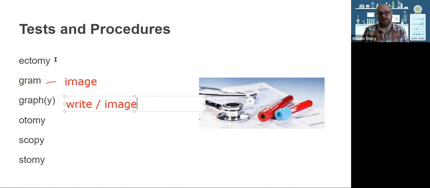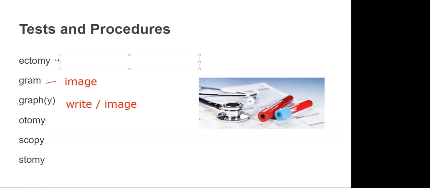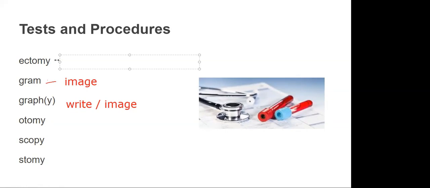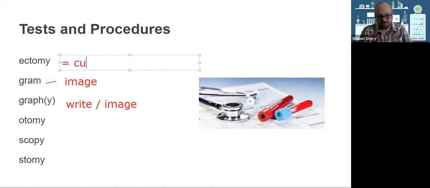Do we know ectomy? For example, if I have an appendectomy or a tonsillectomy or a vasectomy. Yeah, exactly. Vasectomy. What is it? Removal of something. Removal. Yep, we're cutting it out. So an ectomy is a removal, so we can remove any of those things.